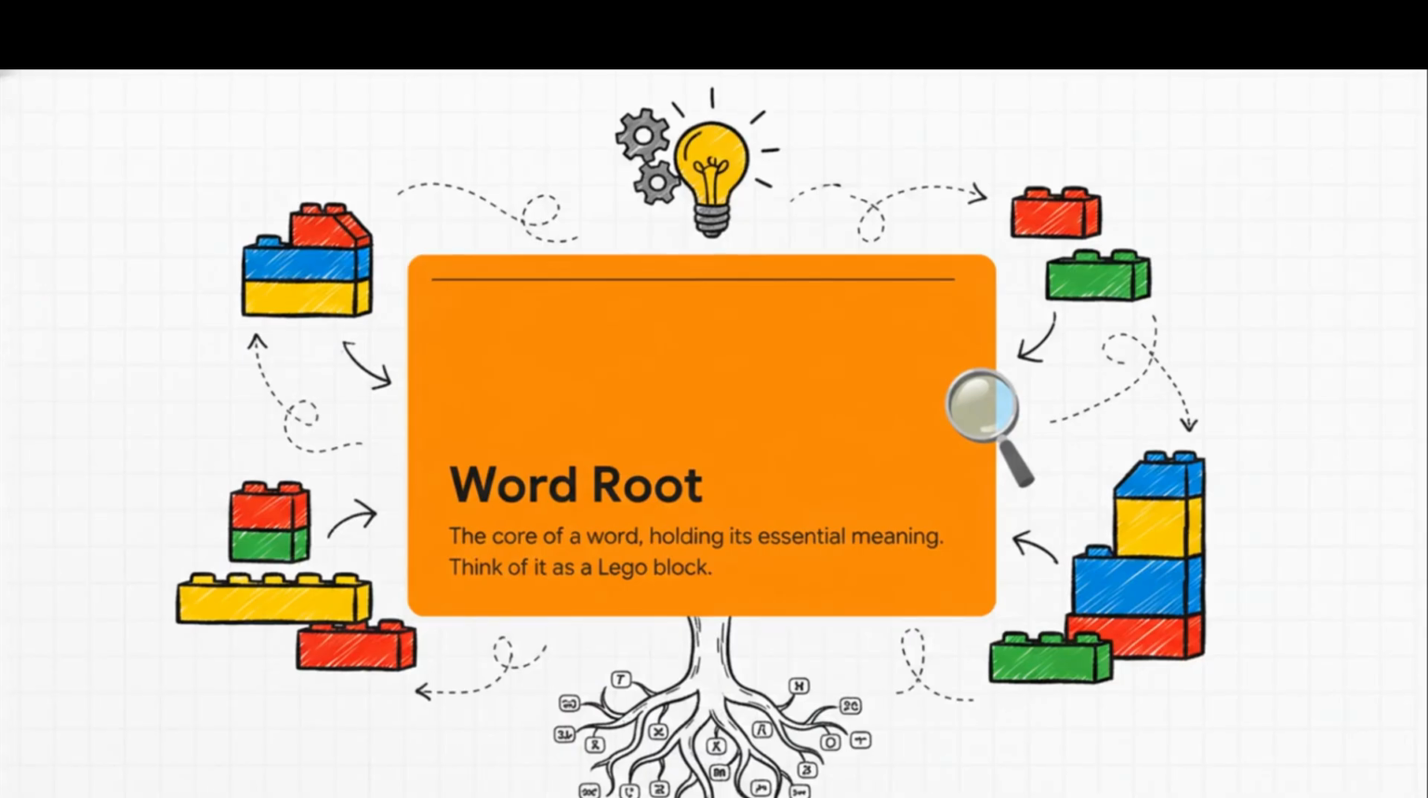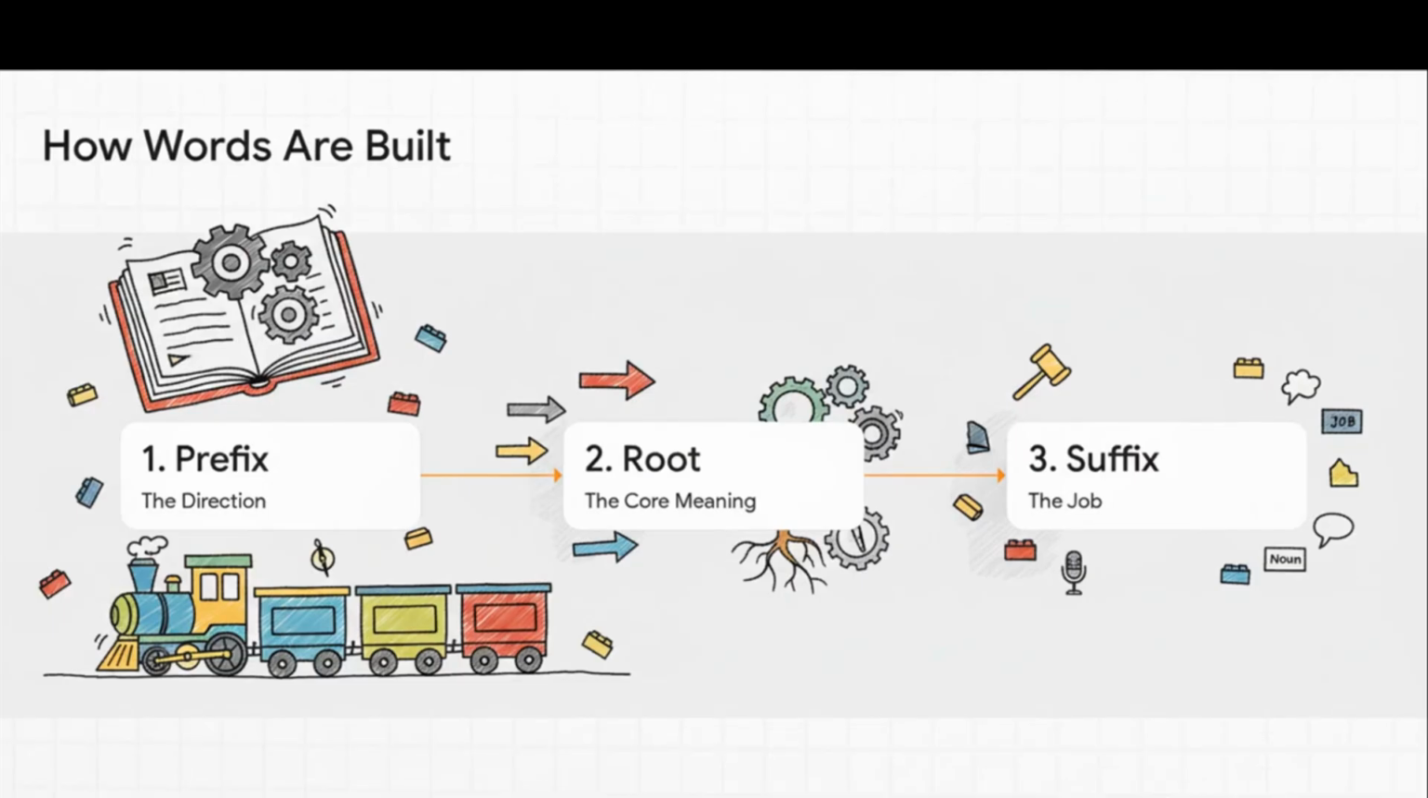And that secret key? It's the word root. This is the absolute core of a word, the little engine that holds all the essential meaning. The best way to picture it is like a Lego block. It's the basic, fundamental piece that you can use to build almost anything. And just like with Legos, you snap other pieces onto that core block.